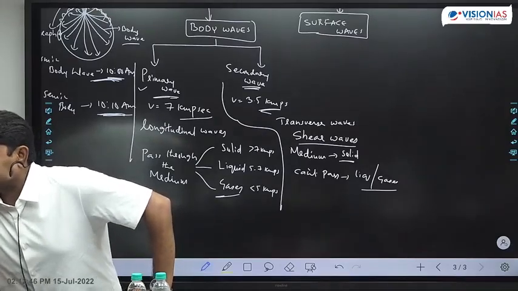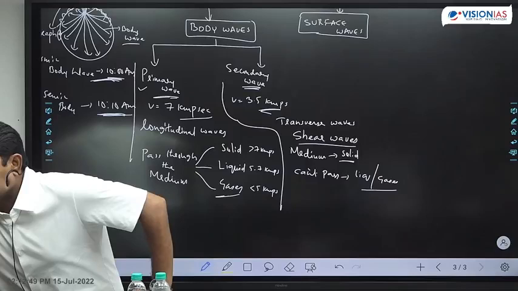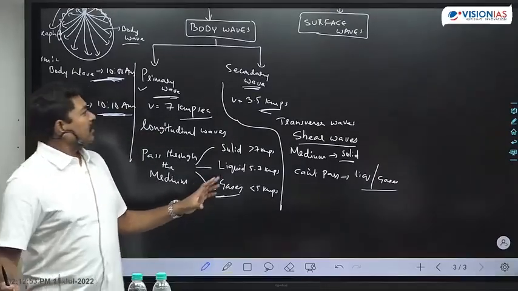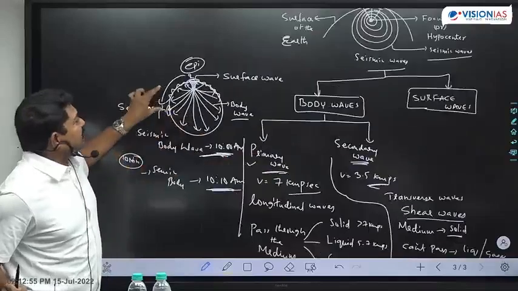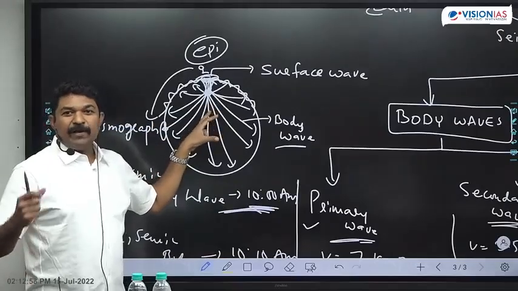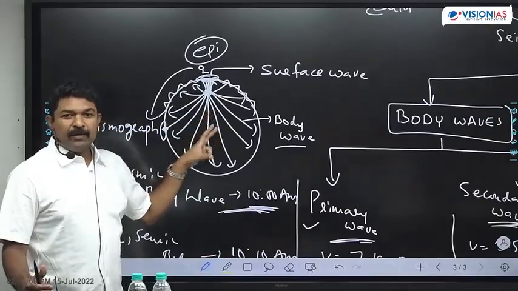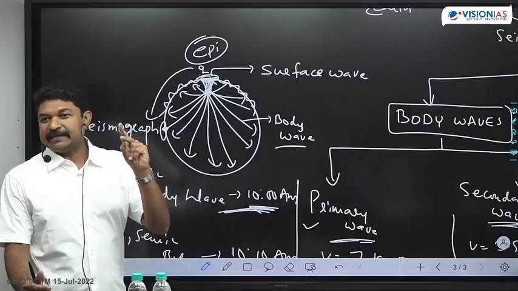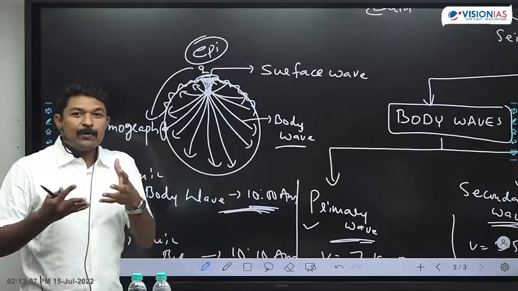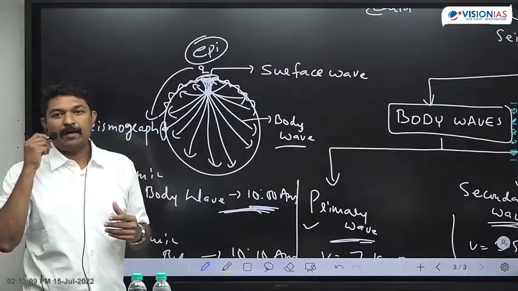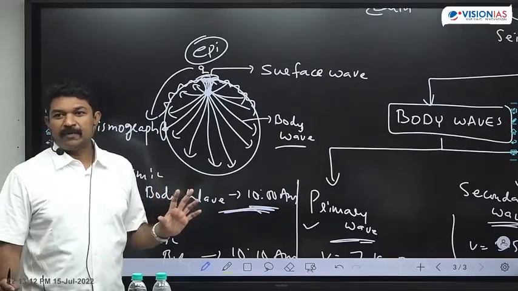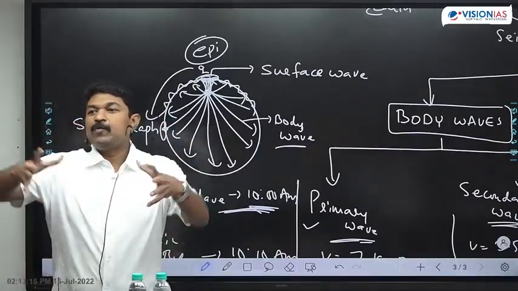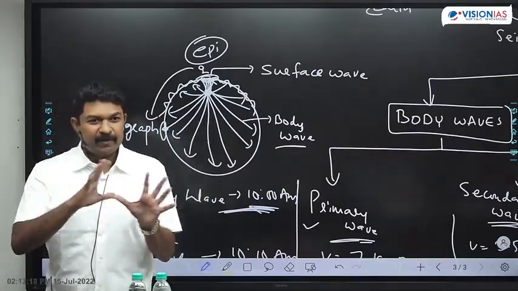You are asking something. Can you please repeat why two waves are originating? See here, what is the question? When there is the release of energy, you are talking about two waves. One is the P wave, and one is the S wave. Why are there two different modes of movement of the waves? When the point of focus is one and the same, why are there two different modes of movement of the waves? This is the question.